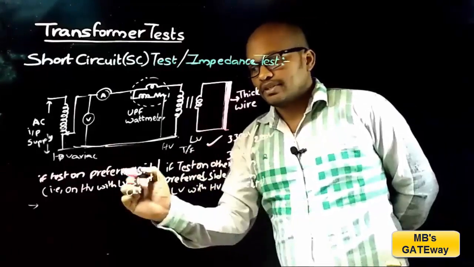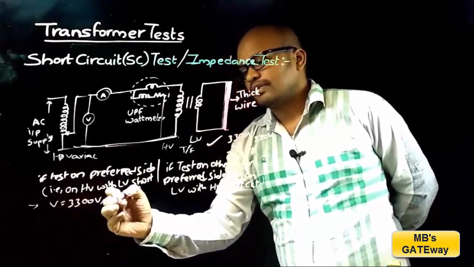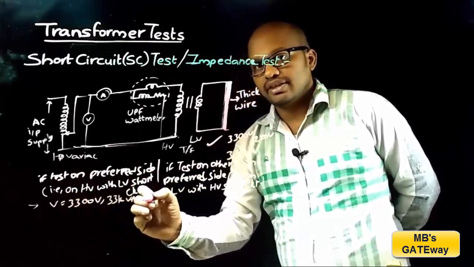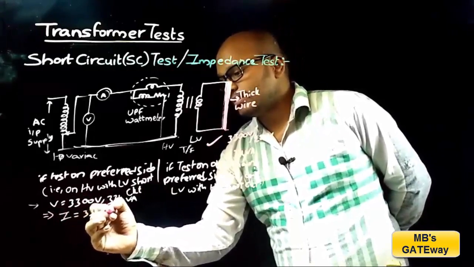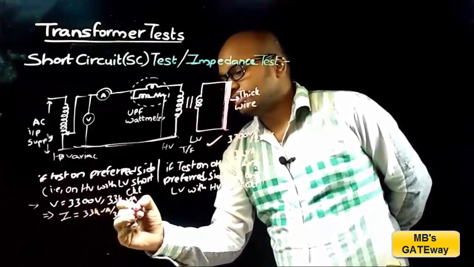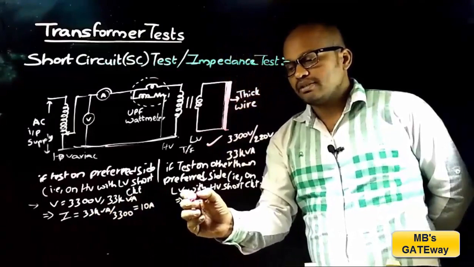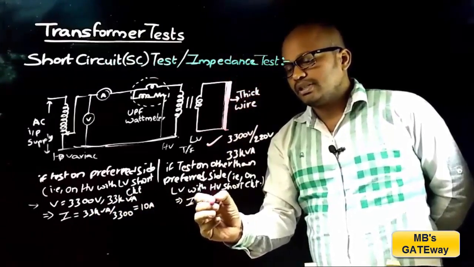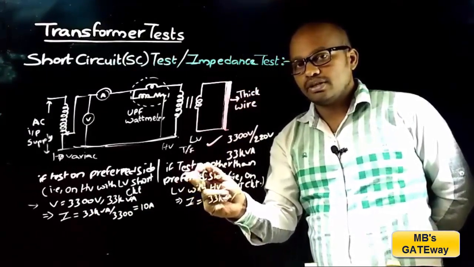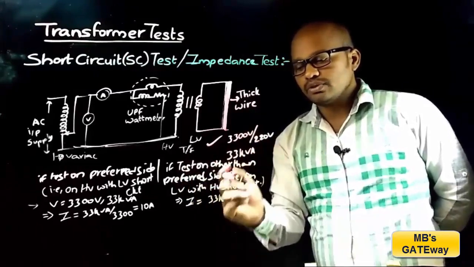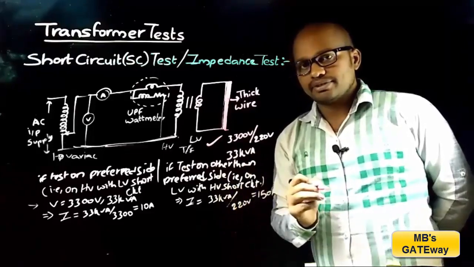Here in this case on HV, the rated voltage is 3300 volts and the rating of the transformer is 33 kVA. That implies the rated current to be applied is 33 kVA by 3300, that is equal to 10 amperes. And coming to this case, here the rated current to be applied is 33 kVA by rated voltage. As the test is performed on the LV side, the LV side voltage is 220 volts, so 33 kVA by 220 volts is equal to 150 amperes.